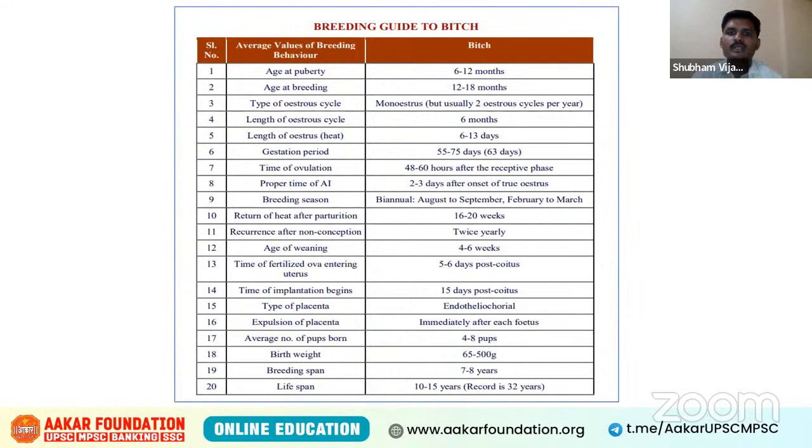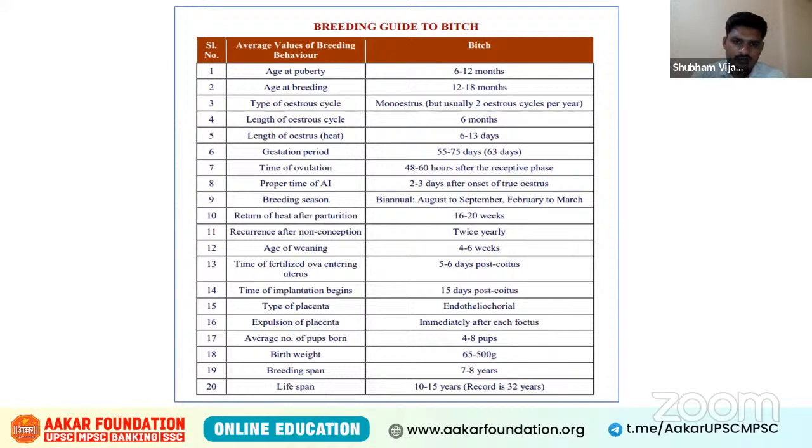Time of implantation will be 15 days post coitus. The type of placenta is endotheliochorial. Expulsion of placenta: as there are many fetuses inside, it is not like a monotocous animal, this is a polytocous animal. So expulsion of placenta happens with every fetus; the placenta will come immediately after each fetus.